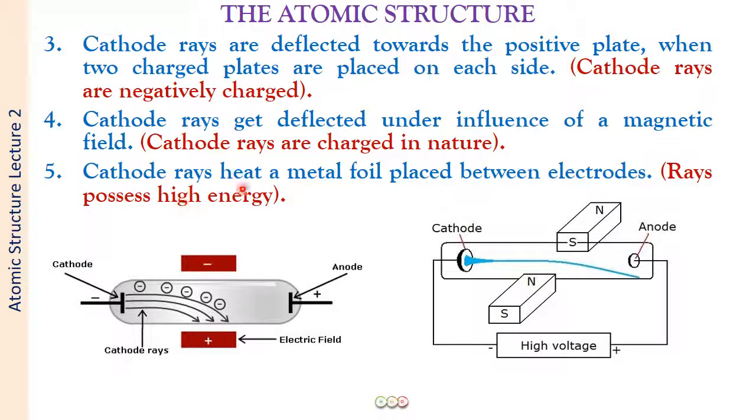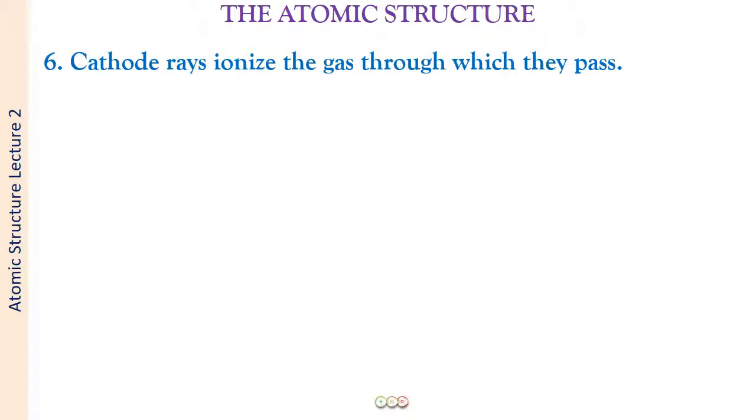Then the cathode rays could heat a metal foil placed between the electrodes. So this again showed that the foil, if it is getting heated by the cathode rays, then the cathode rays have high energy, plus they have a heating effect. The next is that the cathode rays could ionize the gases through which they pass.